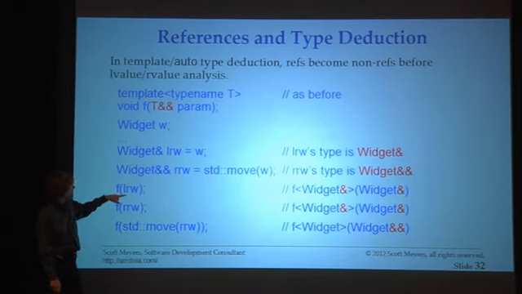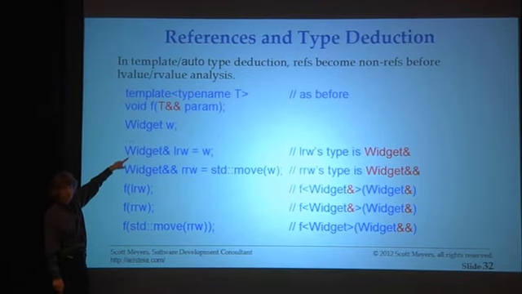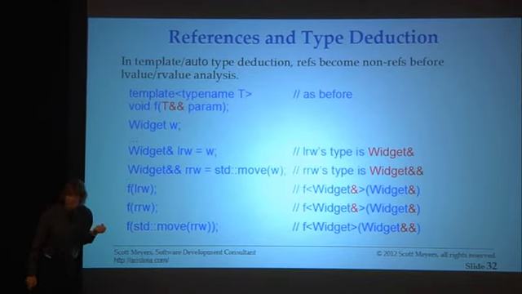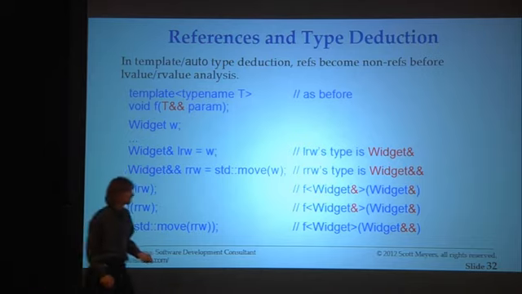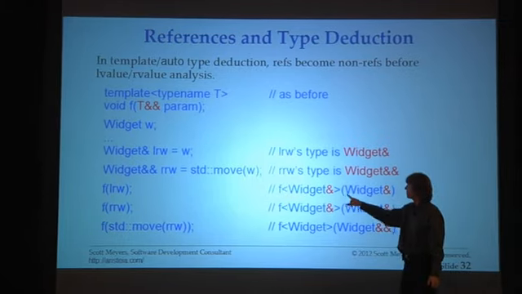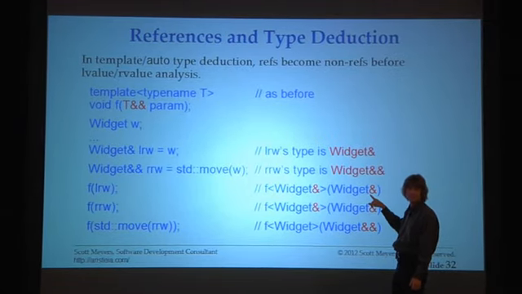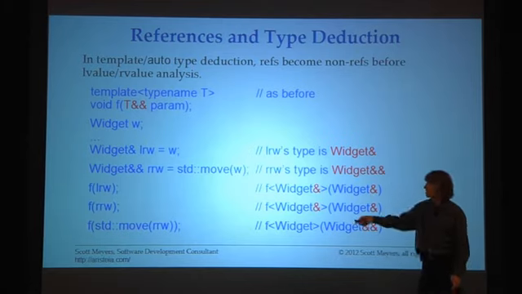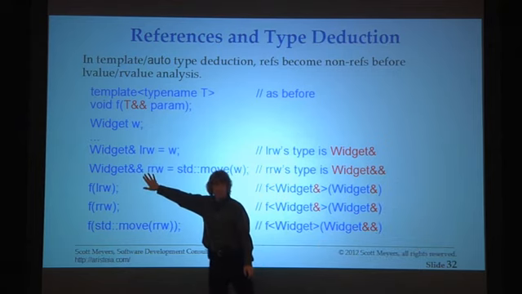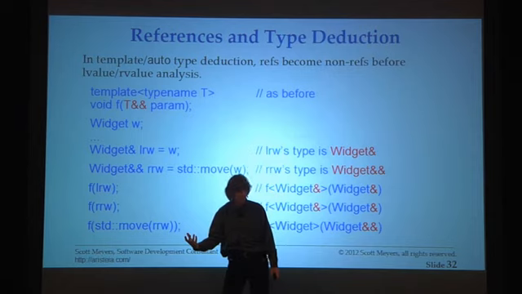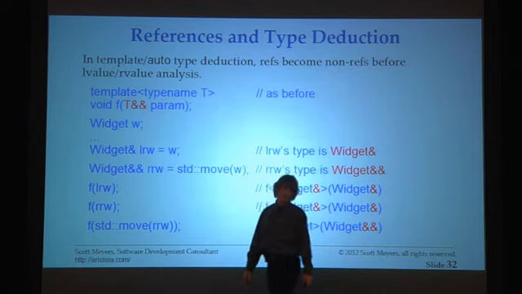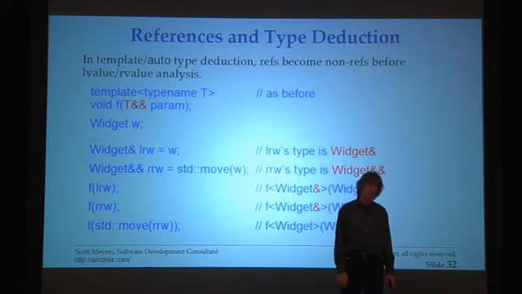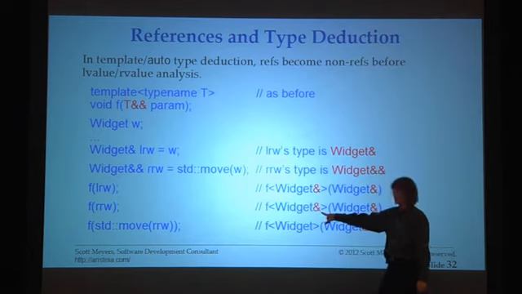In this case here, the type of LRW is widget ref. We strip off the reference, but because it's an lvalue, we turn right around and add it back in again. So what's instantiated is F of widget ref. For what it's worth, this one here, the type of RRW is widget ref ref. We strip off the ref ref, just giving us widget, except RRW is an lvalue. So we add one ampersand back on, and that gives us F of widget ref.